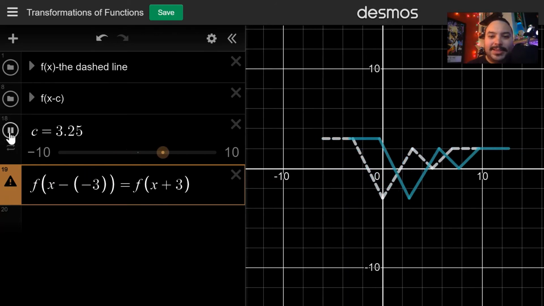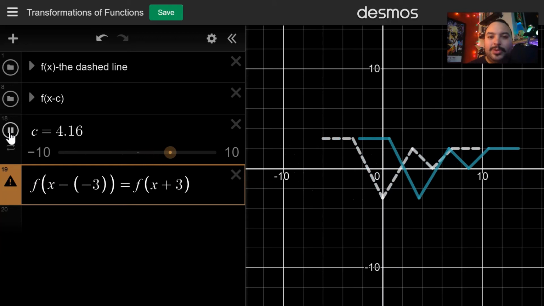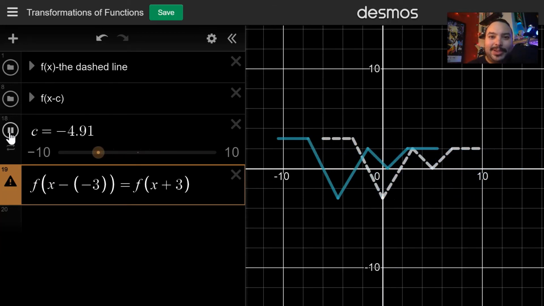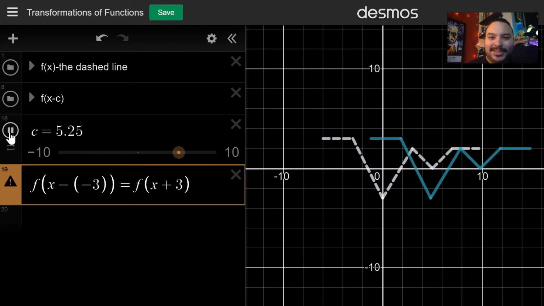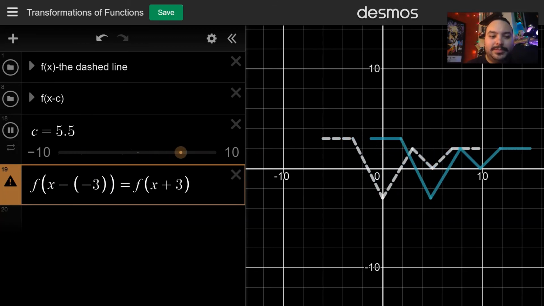Once again, c is our horizontal translation, our horizontal shift left and right. When the value is positive, it moves to the right. When the value is negative, it will move to the left. However, you won't see it that way. So when you see minus a number, x minus a number moves to the right, x plus a number moves to the left. So now let's investigate our final transformation.